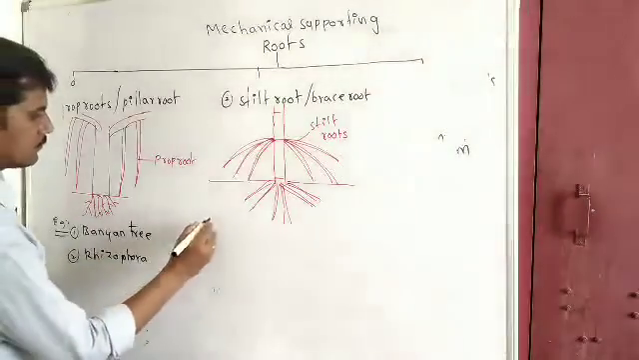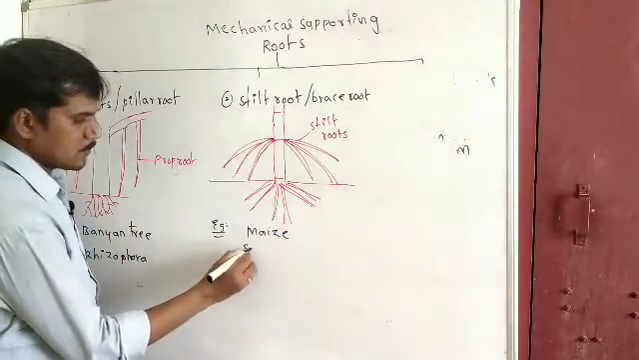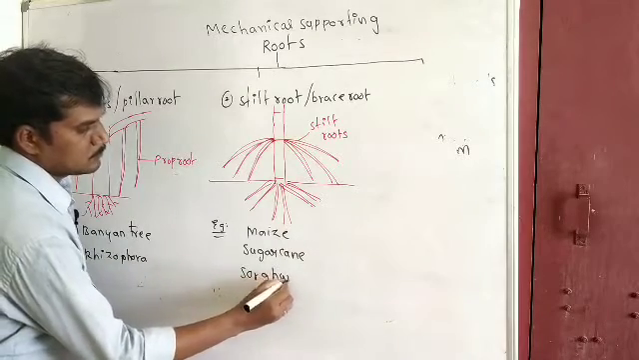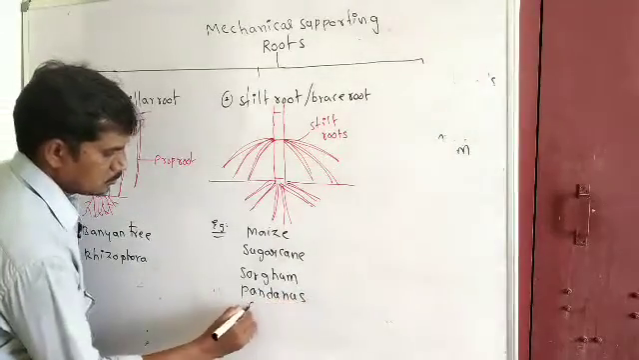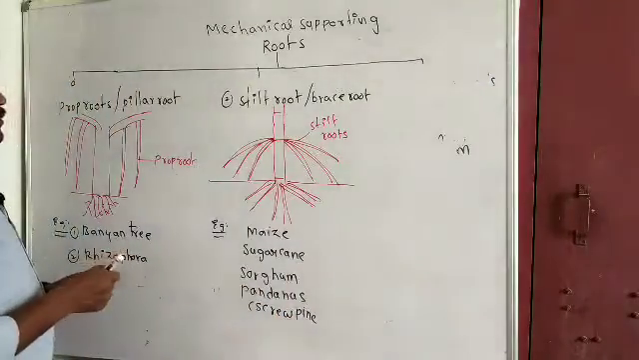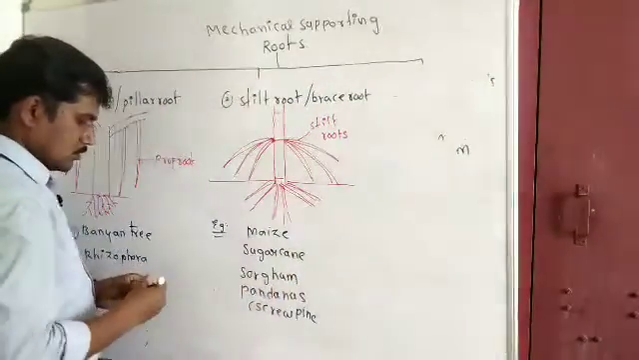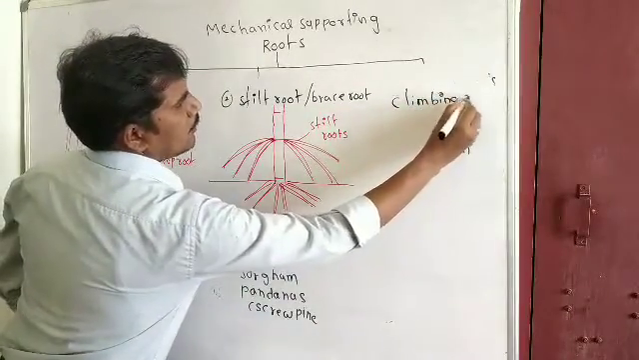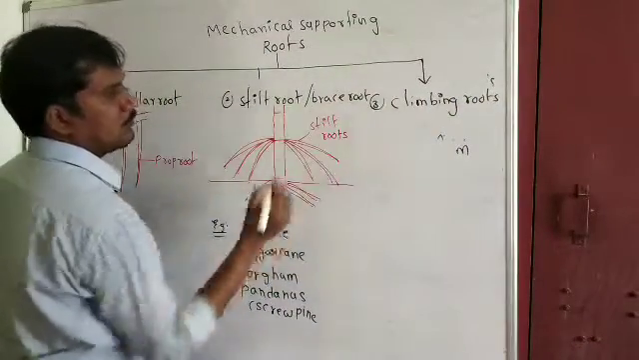Example for this one, very important: maize, sugarcane, sorghum and pandanus. Pandanus is also called screw pine. Next, the third one is very important: climbing roots. They help in climbing of the plant body. It's called climbing roots.